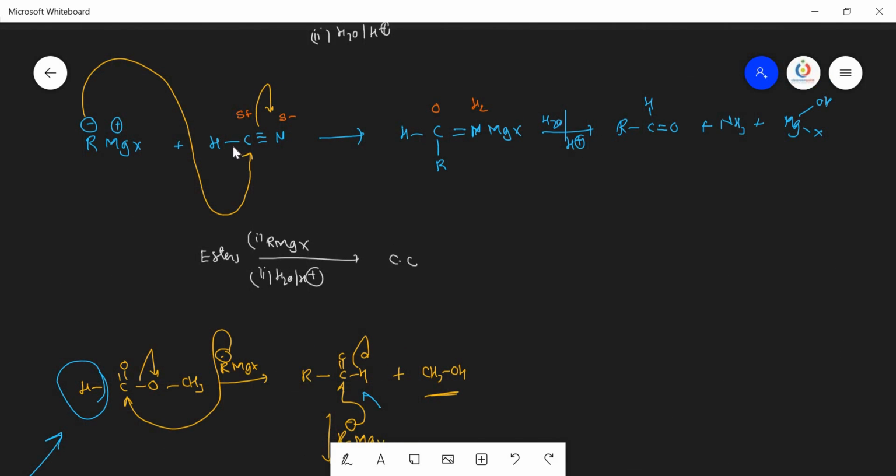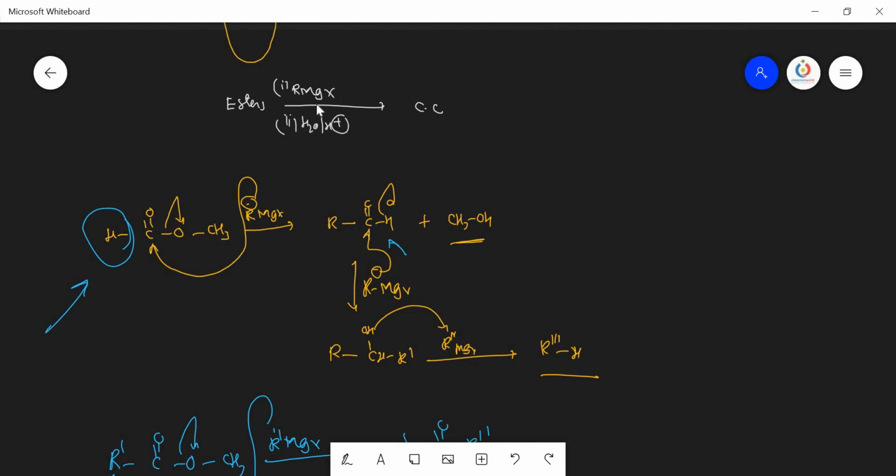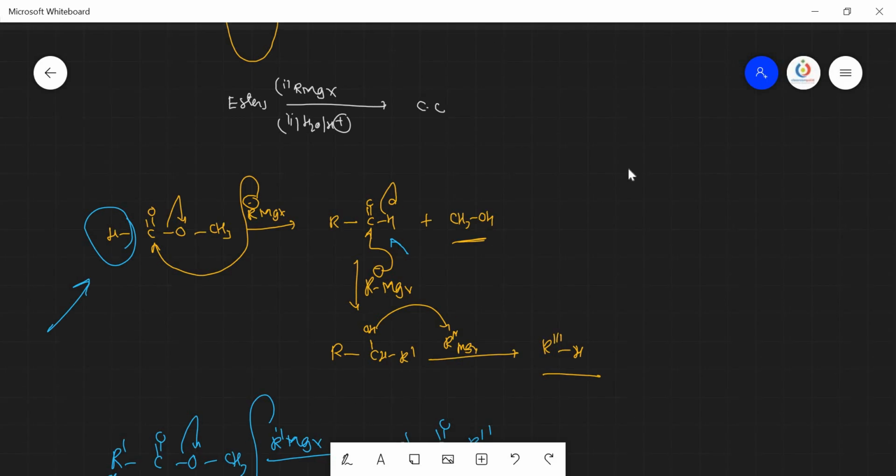Why? Because apart from hydrogen cyanide, if you take any alkyl cyanide, there will be a CH3 group or any alkyl group. That alkyl group is reflected over here, and the same alkyl group will be reflected over here, which becomes the ketone. And esters on reaction with the Grignard reagent, followed by acid hydrolysis, also give the ketone.